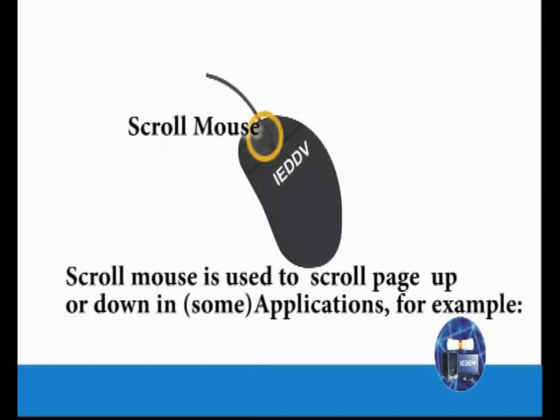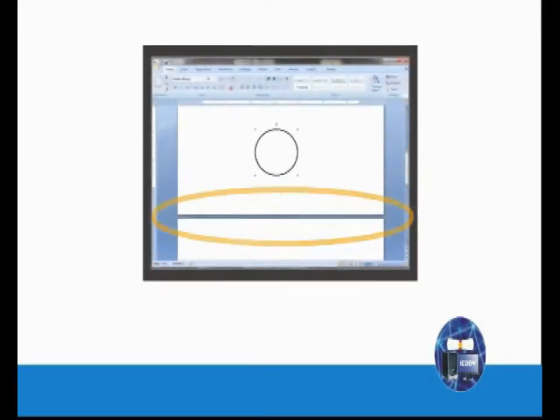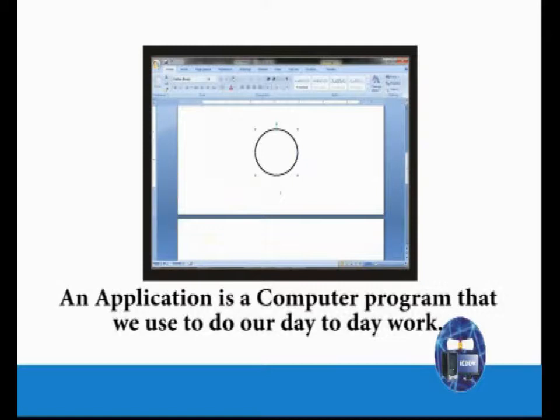Scroll mouse. It is used to scroll a page up or down in applications. Look at the border of 2 pages that comes as a result of scrolling down. An application is a computer program that we use to do our day-to-day work.